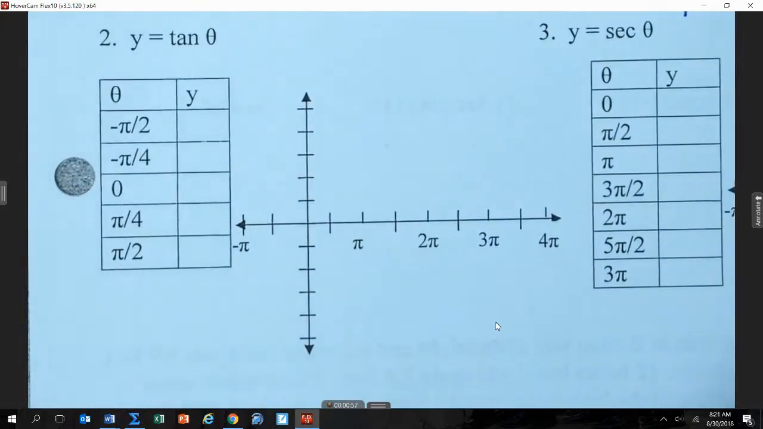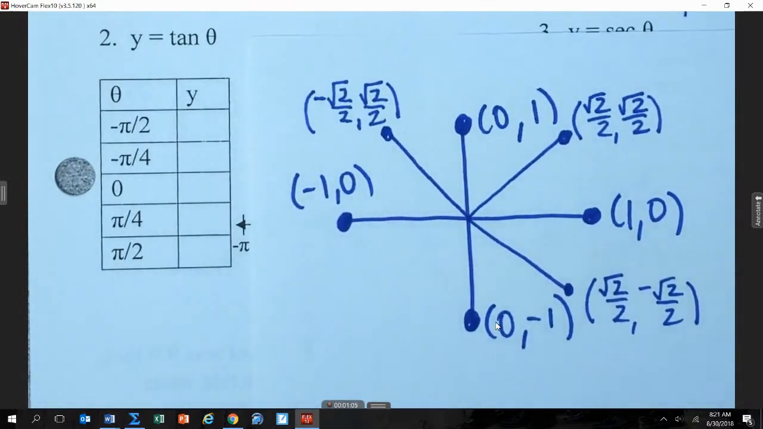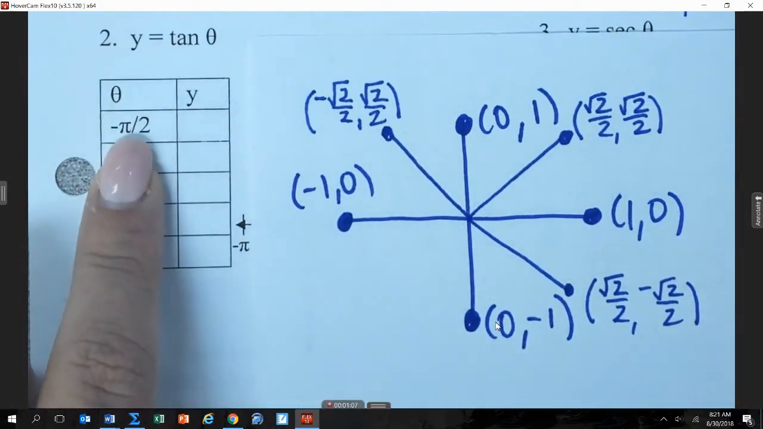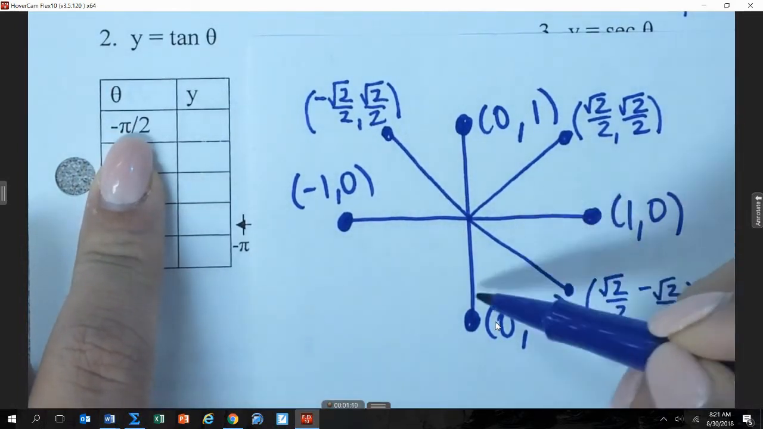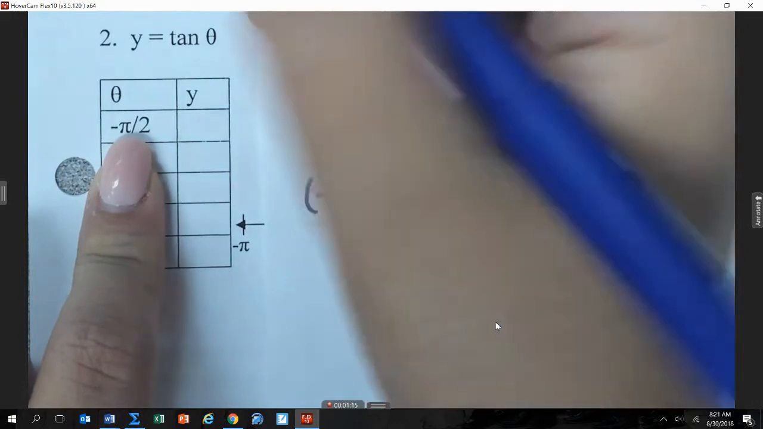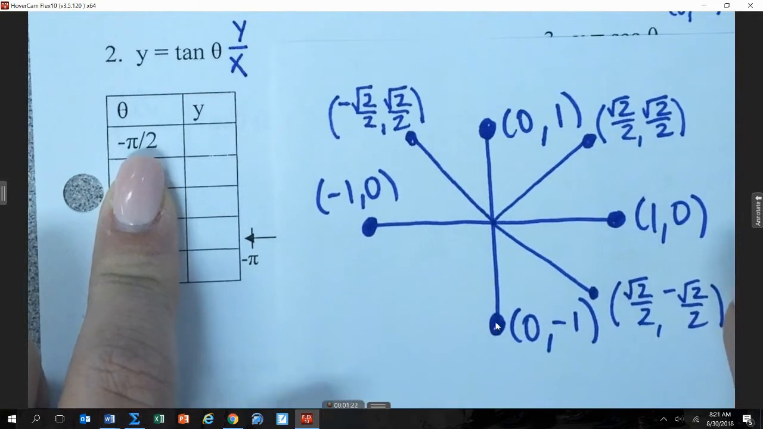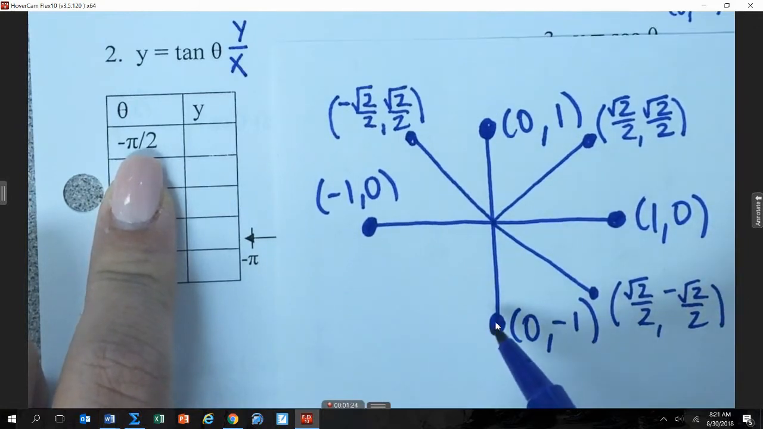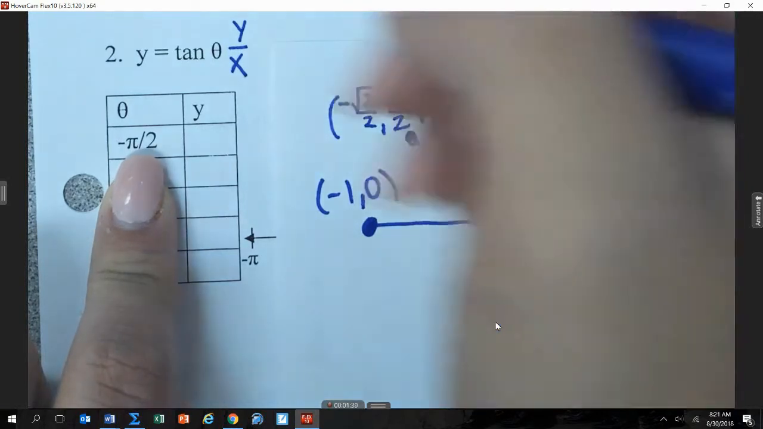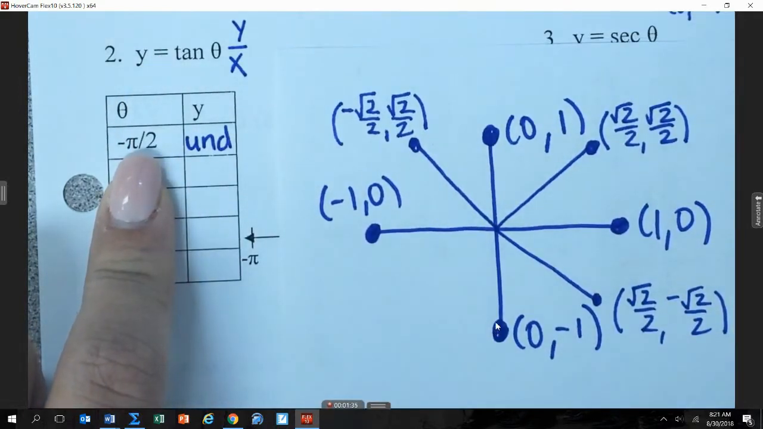Okay, so I'm going to look at the first one. The first one's tangent. I'm going to do the first one with you guys. Let's see. So here's my bigger drawing. I'm going to start with negative pi over 2. Negative pi over 2 is this down here, right? And tangent, remember, is y over x. So I'm going to be using that information here. At negative pi over 2, my y over x is negative 1 over 0. Negative 1 over 0 would be undefined, right? Anything divided by 0 is undefined.